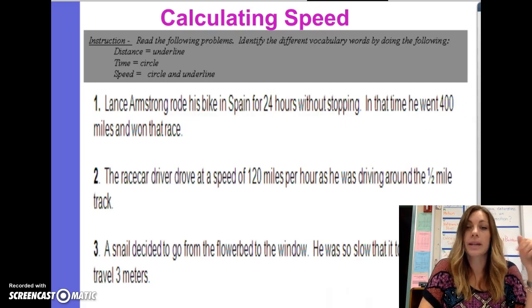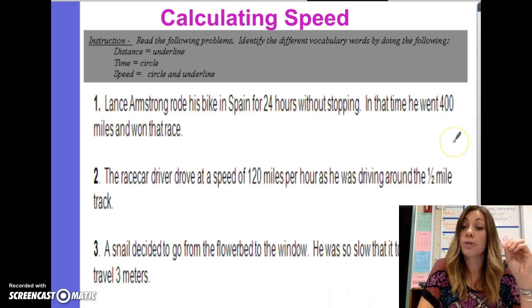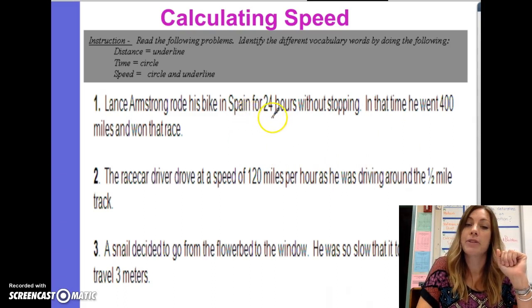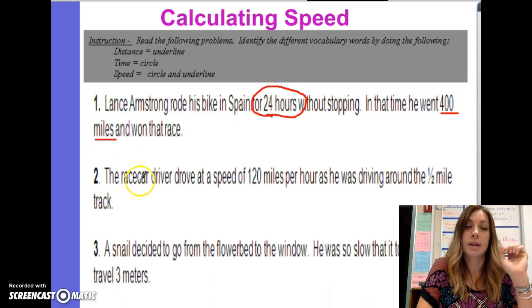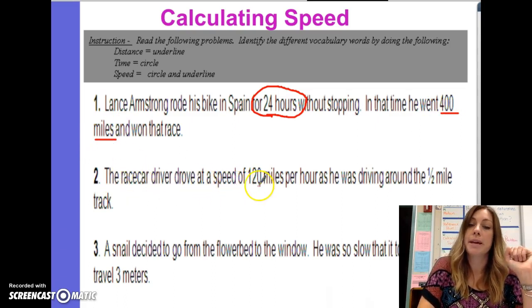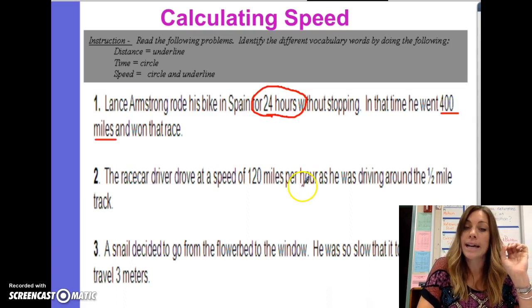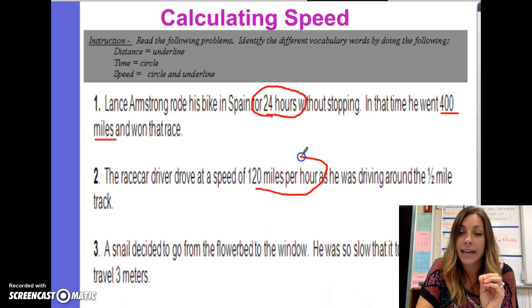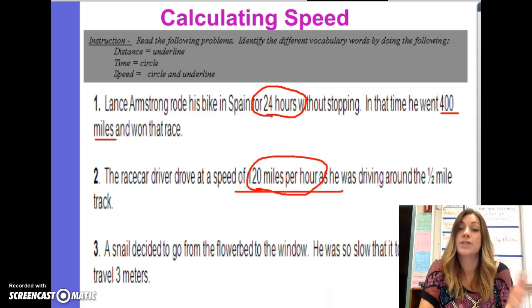Calculating speed. Here's a few more practice ones. I'm going to do a few for you and then you're on your own. Lance Armstrong rode his bike in Spain for 24 hours without stopping. 24 hours is a time, so we circle it. In that time, he went 400 miles and won the race. Underline it. Number two, the race car drove at a speed of 120 miles per hour. Now, in this case, I see a "per," so this means this is a time and a distance. I'm going to do both because this is a speed.